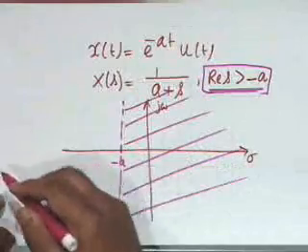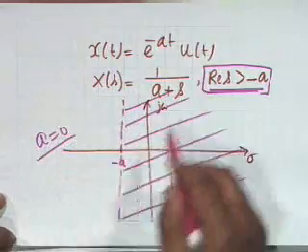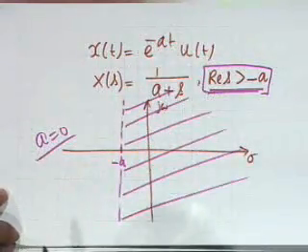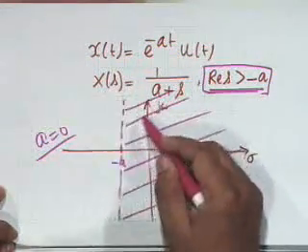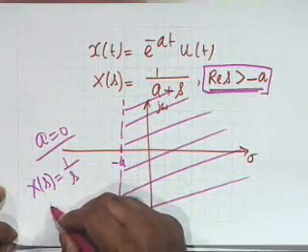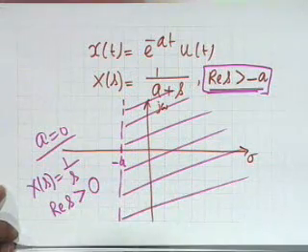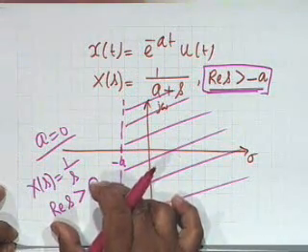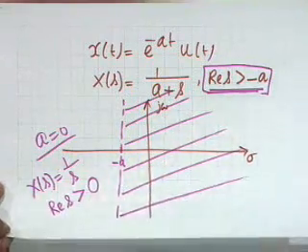Now obviously, if you put a equal to 0, then it is simply the unit step function, and you see no modification is needed here. You put a equal to 0, therefore X of s is 1 by s for real part of s greater than 0. That means this would be the open right half s plane. Let's understand what I mean by this.